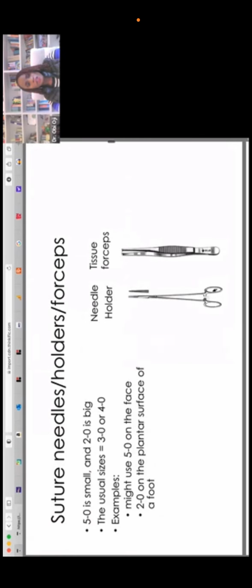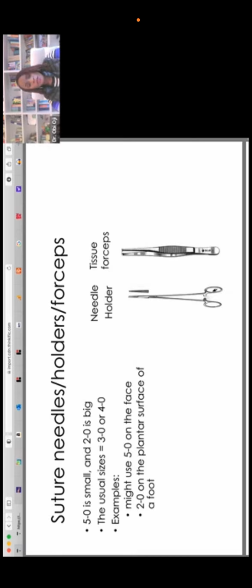All right, like I talked about earlier, suture needles right here, 5.0 is small and 2.0 is big. So you want to use a 5.0 on the face when you're really thinking about cosmetic outcomes, and a 2.0 on the lower extremity, again, if you're really not thinking about cosmesis. But the typical sizes that you use for the suture needles will be a 3.0 or a 4.0.